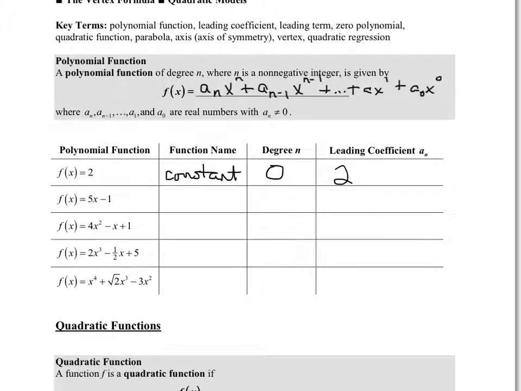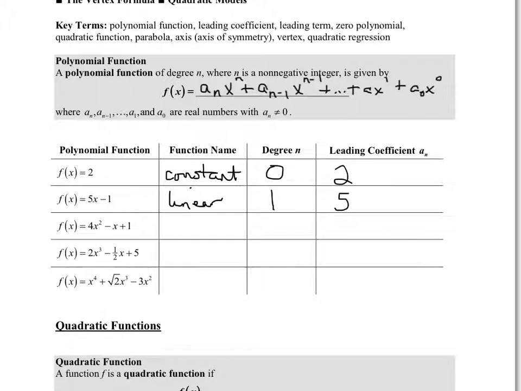Now, if you look at the next example, f of x equals 5x minus 1, you should recognize this as being linear. We have something that is x to the first power, no variables in denominators, no special symbols. And if I were to ask you what would be the exponent on that variable x, hopefully you would be able to tell me it's 1. So that means it's a first degree polynomial. And the leading coefficient will be whatever that coefficient or that number is in front of x. In this case, it will be 5.